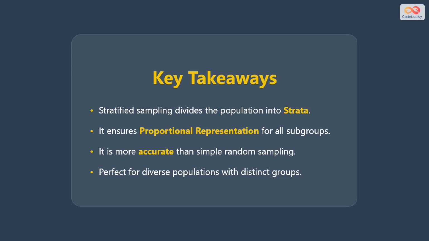To wrap up, remember that stratified sampling is all about dividing the population into strata. It ensures proportional representation for all subgroups and provides more accurate results than simple random sampling. It is the perfect tool when you are dealing with diverse populations.